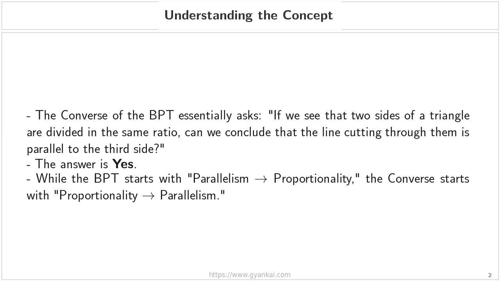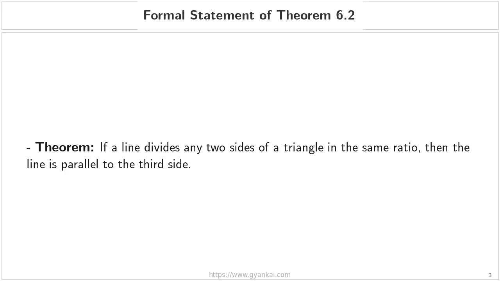Now that we've recalled what the Basic Proportionality Theorem tells us, let's really dive into the core concept here on slide 2. Formal statement of Theorem 6.2. The theorem states that if a line divides any two sides of a triangle in the same ratio, then we can conclude that the line is parallel to the third side.